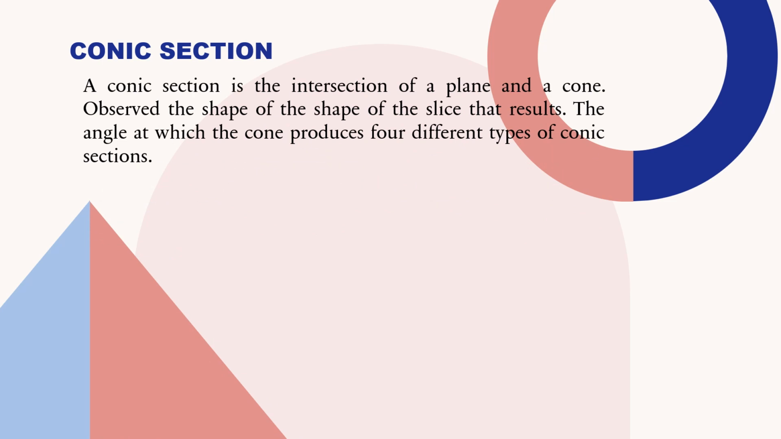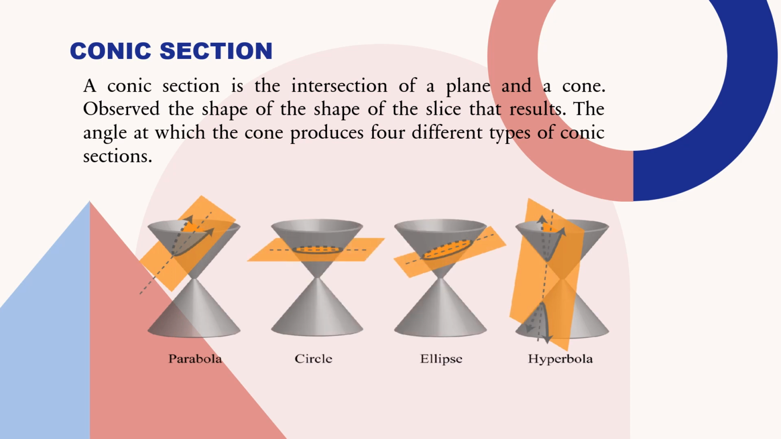So conic section is an intersection of a plane and a cone. Observe the shape of the slice that results. The angle at which the cone produces four different types of conic section, which is the parabola, circle, ellipse, and hyperbola.